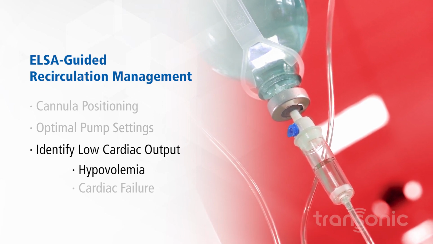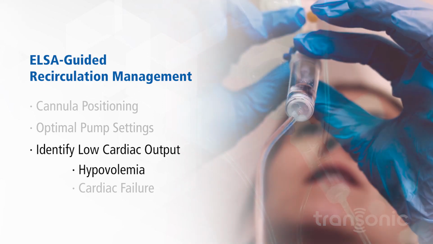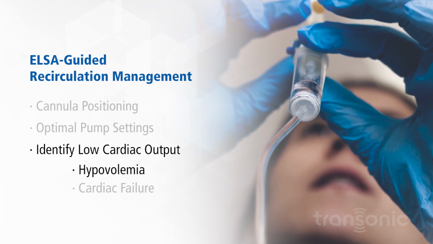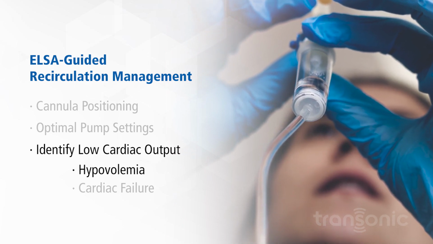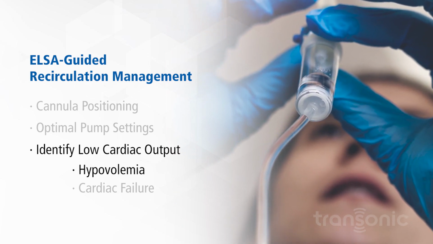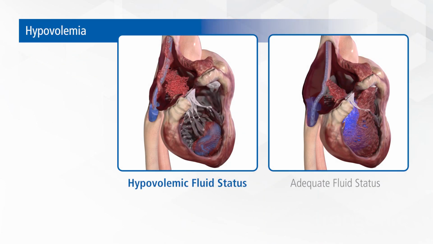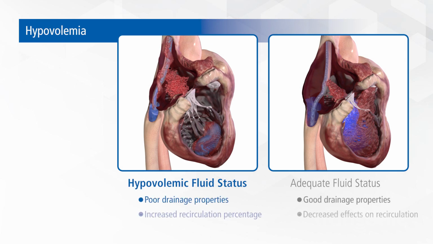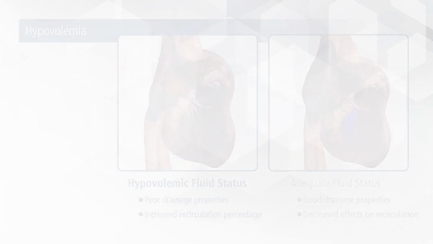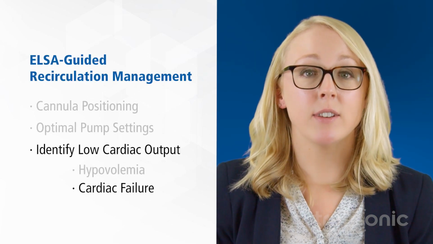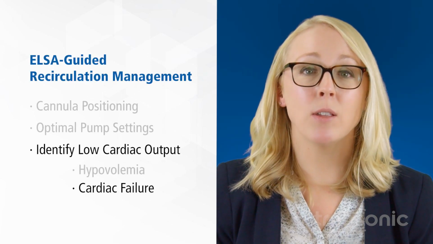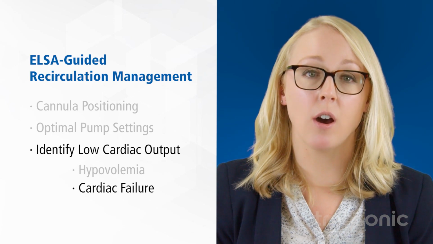Providing a fluid bolus or adjusting diuretic management should help correct the lack of forward flow through the patient's native outflow tract. A recirculation measurement can be taken before and after the fluid bolus to quantify improvement and guide effective patient management. If the previous steps have not improved recirculation, then the patient's cardiac function may be the cause.